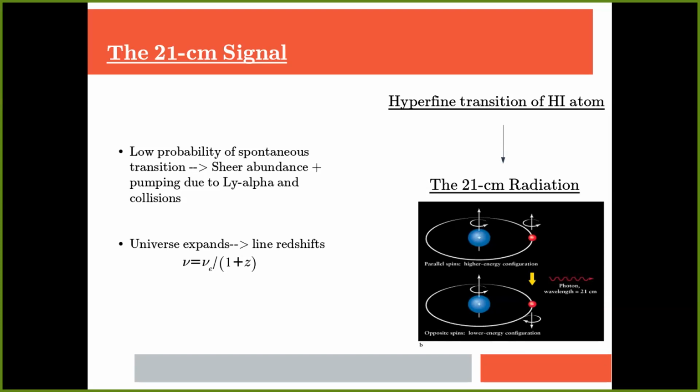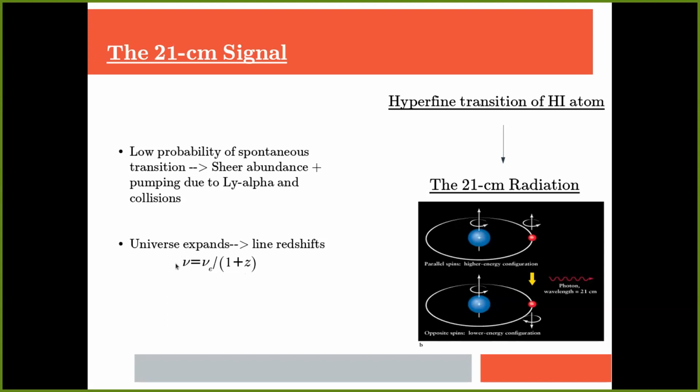Another point to note here is that even though the signal is emitted at a frequency of 1420 megahertz, corresponding to a wavelength of 21 centimeters, because of the expansion of the universe, this line redshifts, and we observe the line at a lower frequency, which depending on the redshift is given by this relation over here.